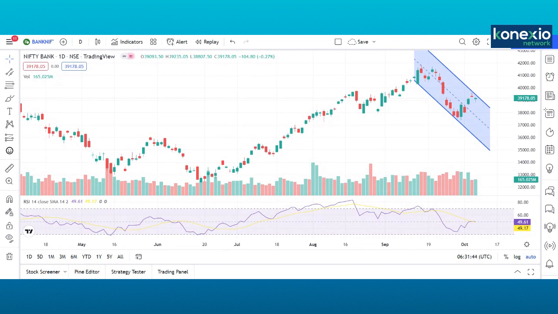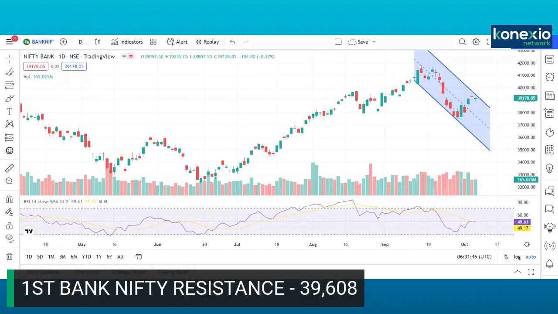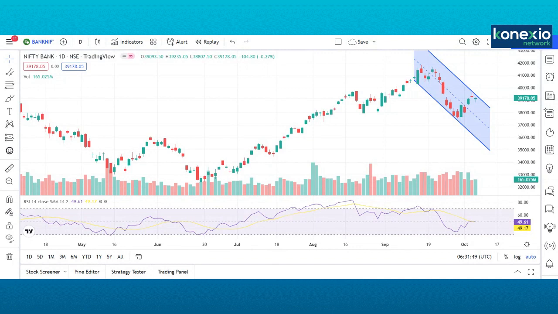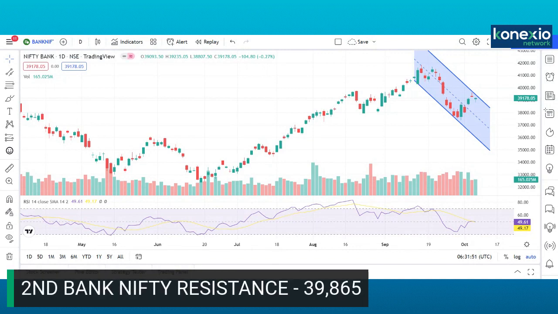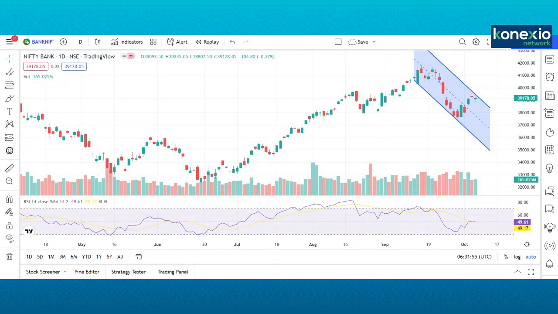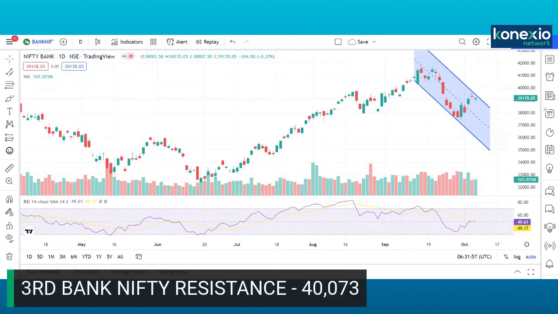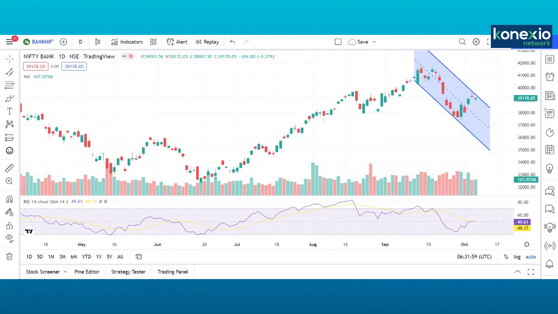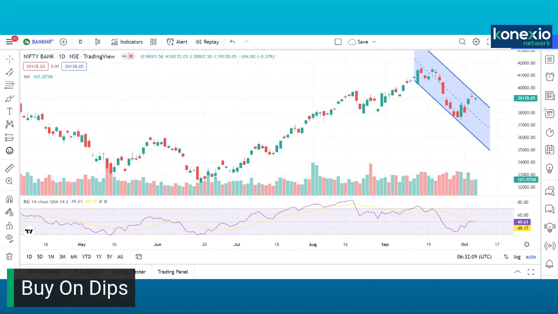On the upside, the first resistance is at 39,608. Second resistance is placed at 39,865, and third resistance is at 40,073. These are the important supports and resistance levels in Bank Nifty. Traders should follow these levels and try to trade in the direction of the trend. So any dips should be used as a buying opportunity in Nifty and Bank Nifty.